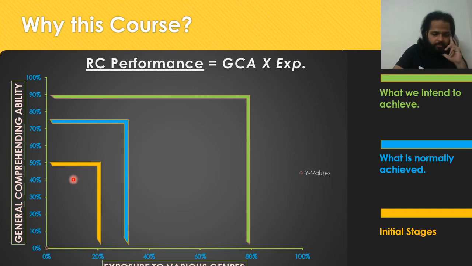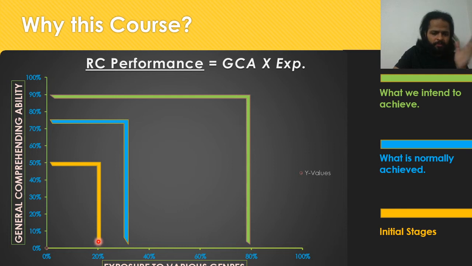An average student, when he starts preparing for CAT and starts solving RCs, would generally be, so far as the GCA, the general comprehending ability, is concerned, at a level of 50%. Let's take that as an average: how well he's able to understand any passage he comes across. And exposure would be limited to just 20%, because you'll hardly find someone who reads across multiple genres: economics, business, psychology, history, social sciences, culture, technology.